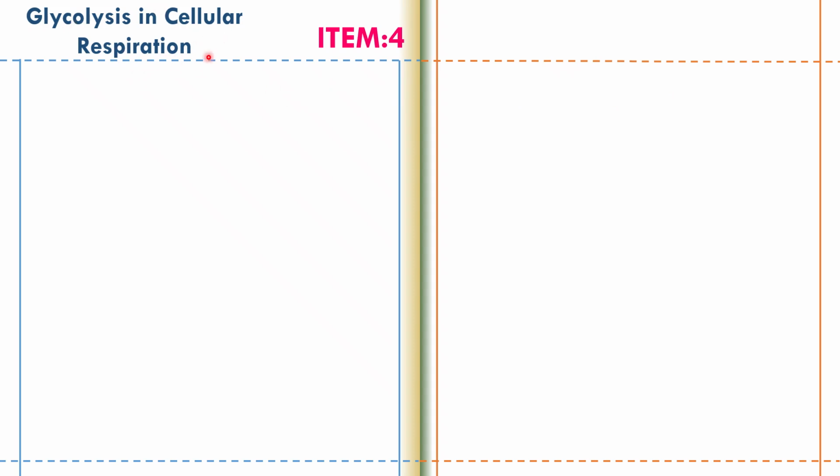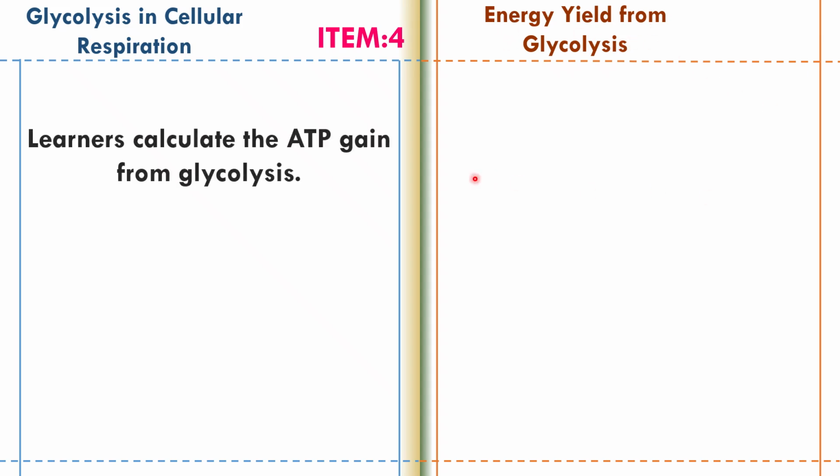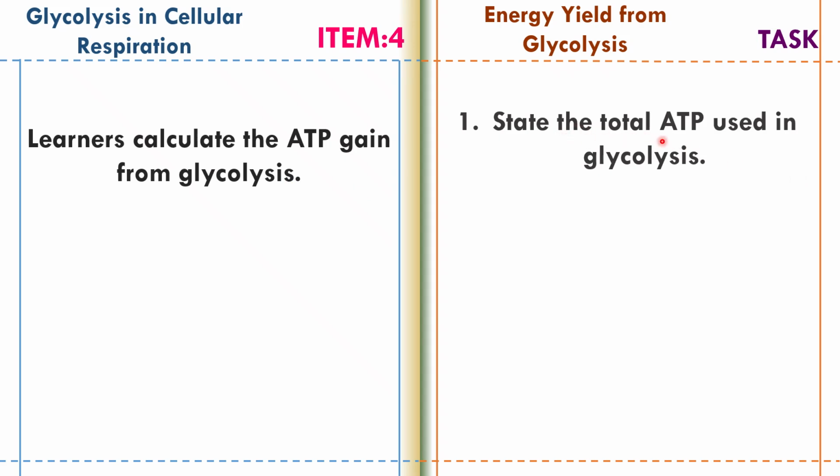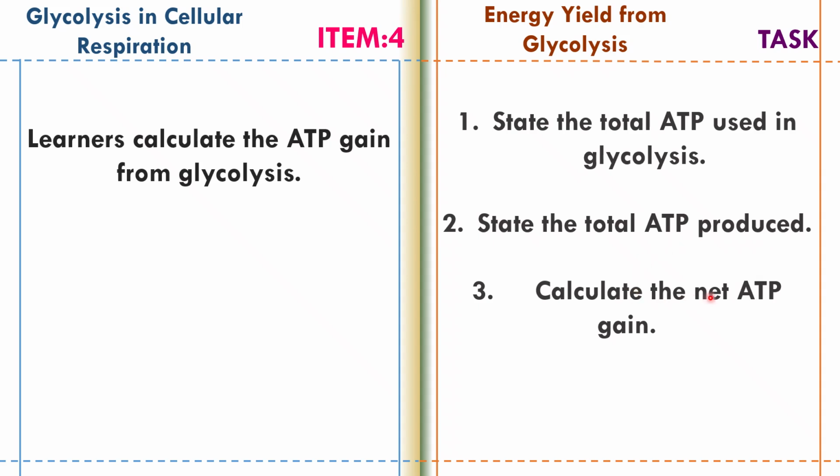Glycolysis in cellular respiration, item 4. Let's look at energy yield from glycolysis. Learners calculate the ATP gain from glycolysis. Task: state the total ATP used in glycolysis. State the total ATP produced. Calculate the net ATP gain.